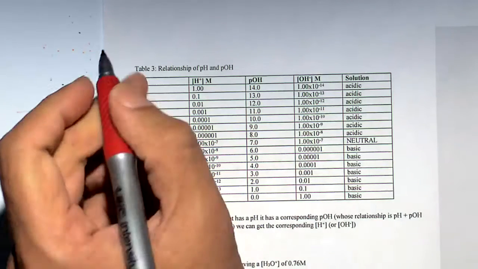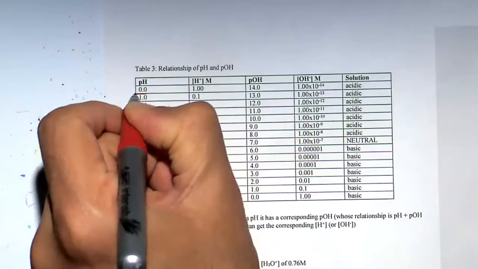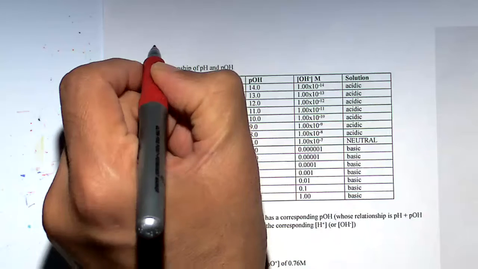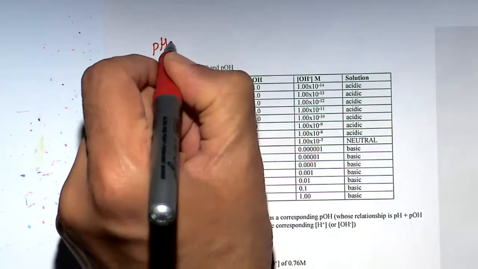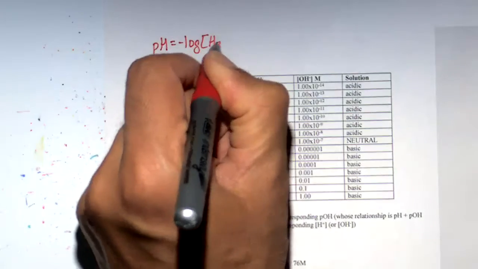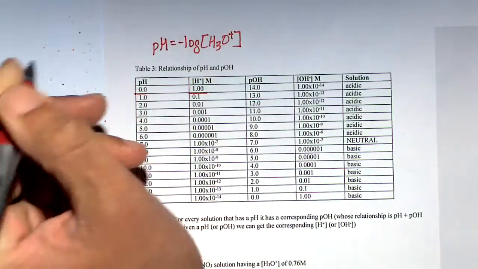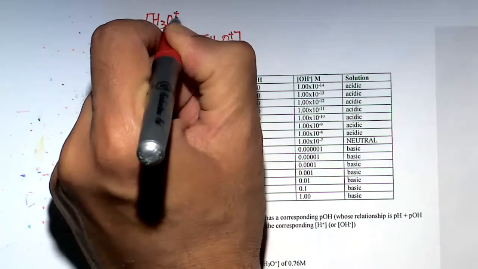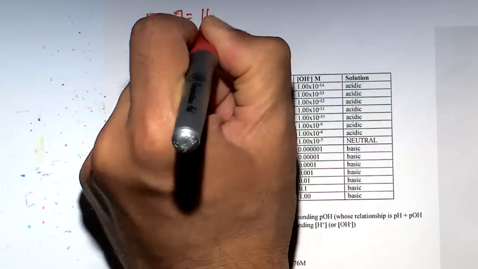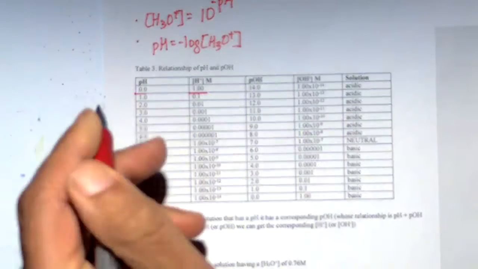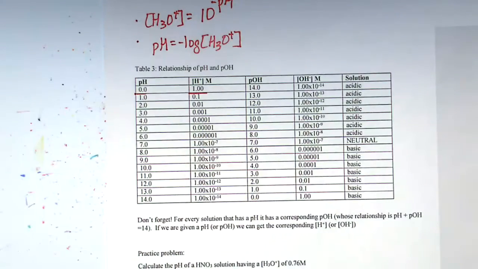So just remember, when I'm saying a pH of 0, I'm talking about a concentration of 1 molar. Okay, how am I getting that? pH is equal to minus the log of the hydrogen ion concentration. Okay, which means that the hydrogen ion concentration is equal to 10 to the power of minus pH. Okay, these two are the same. So you can do the little calculator thing.